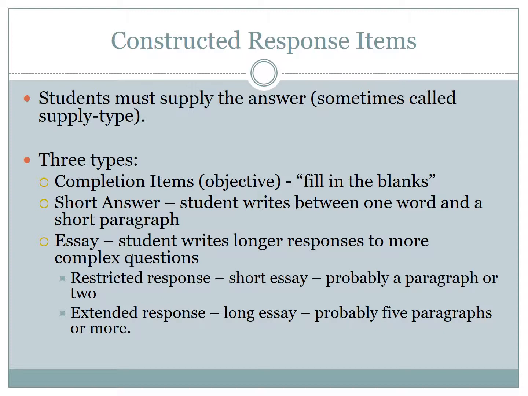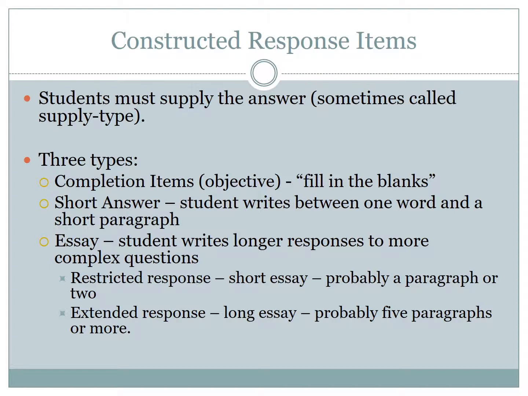The first is called completion items. It's objective because you're looking for specific objective words to go in, not just any old words. Frequently you'll hear this type of item called a fill in the blank. So if I were to give you an item, for example, that said the sky is blank, and I was looking for the word blue and you marked it orange, that would be wrong.